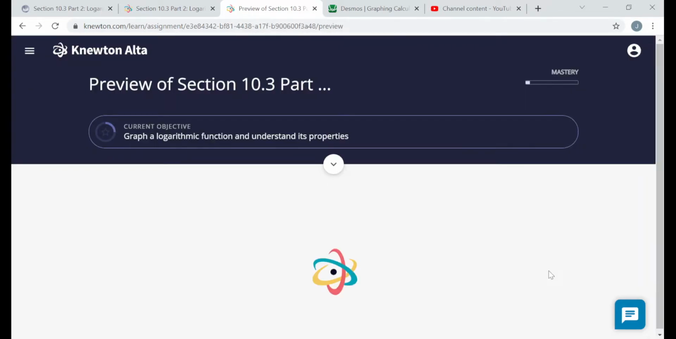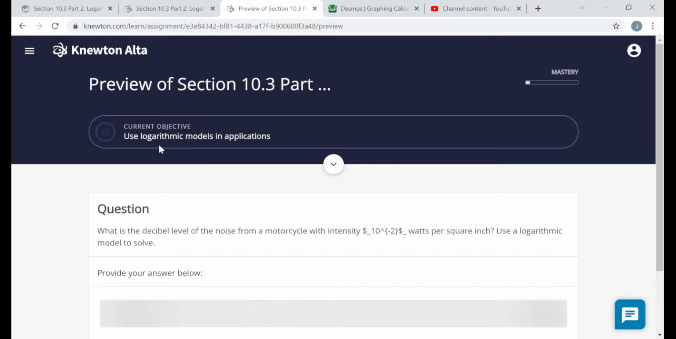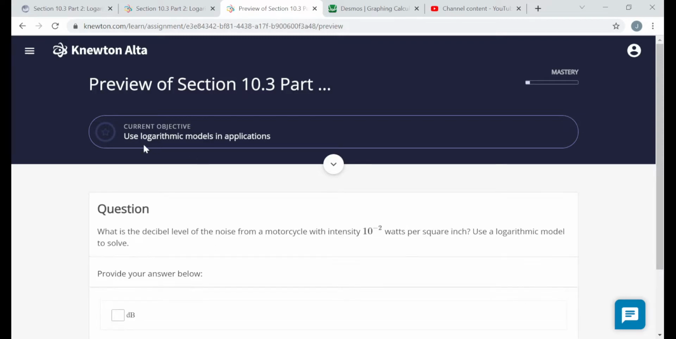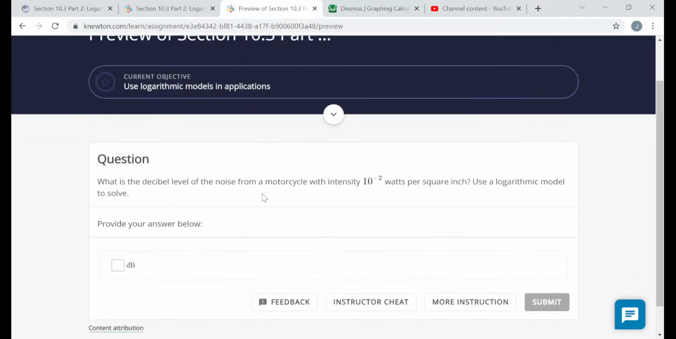Alright, next question. Alright, so this one here is titled "Use logarithmic models in applications." So the question is, what is the decibel level of the noise from a motorcycle with intensity 10 to the negative 2 watts per square inch? Use a logarithmic model to solve. Okay, so I'm going to pull up a formula that should have been in your reading, right, for decibel level, and I'll come right back when I've got that.